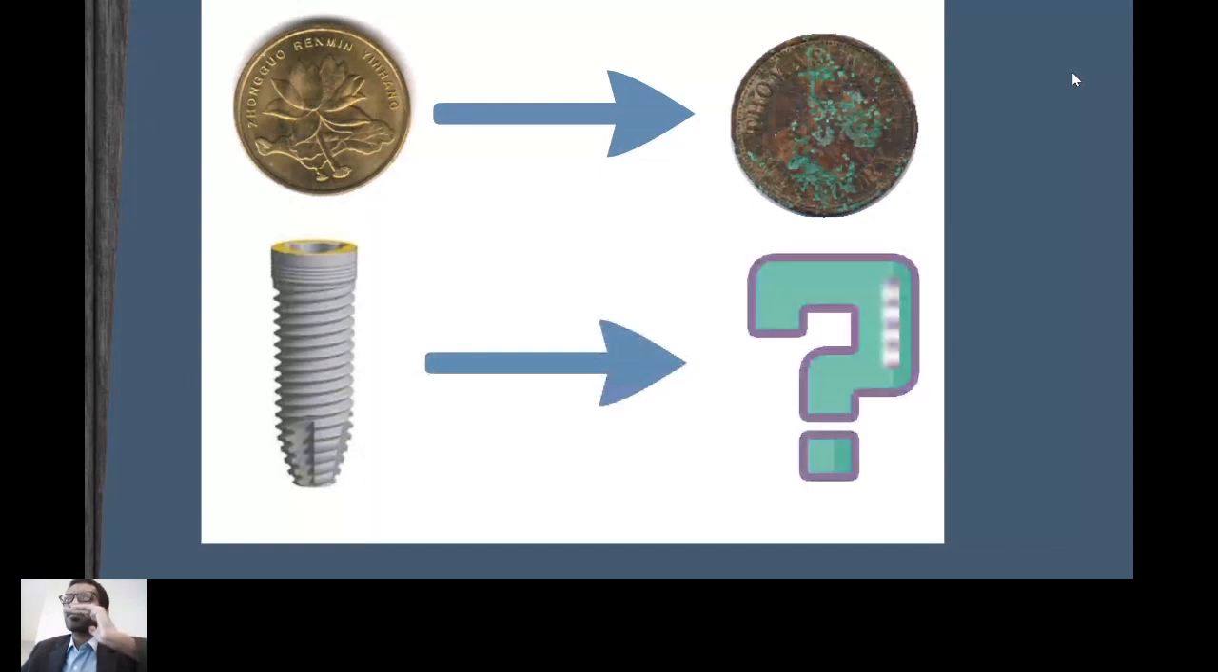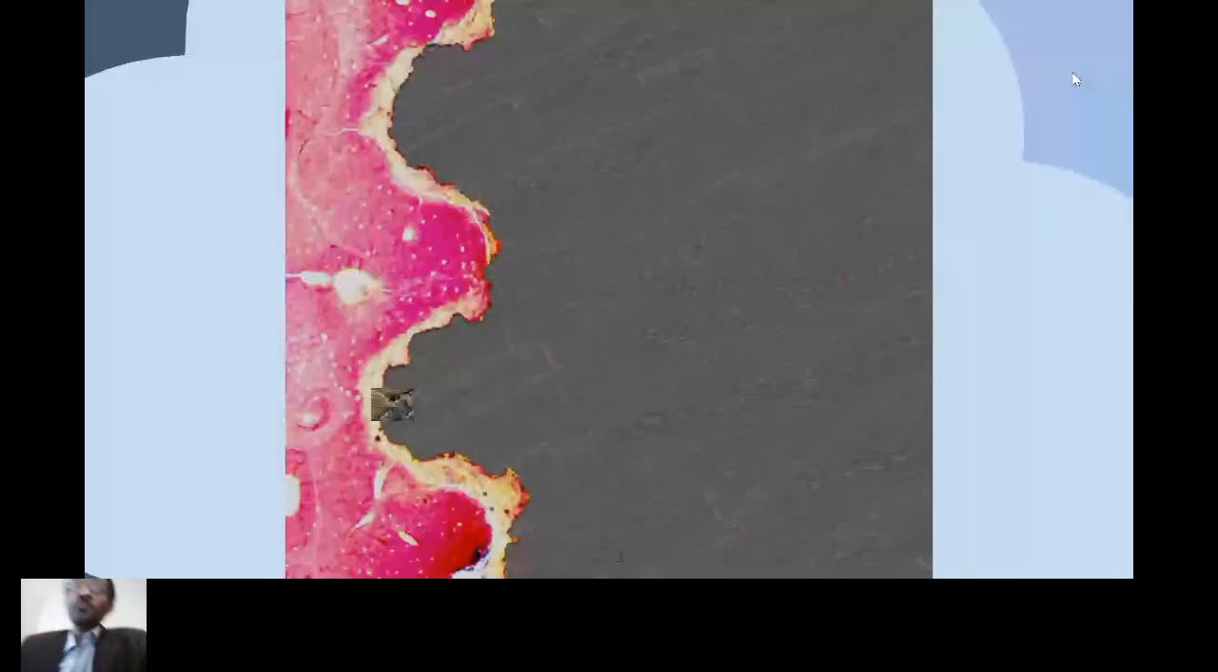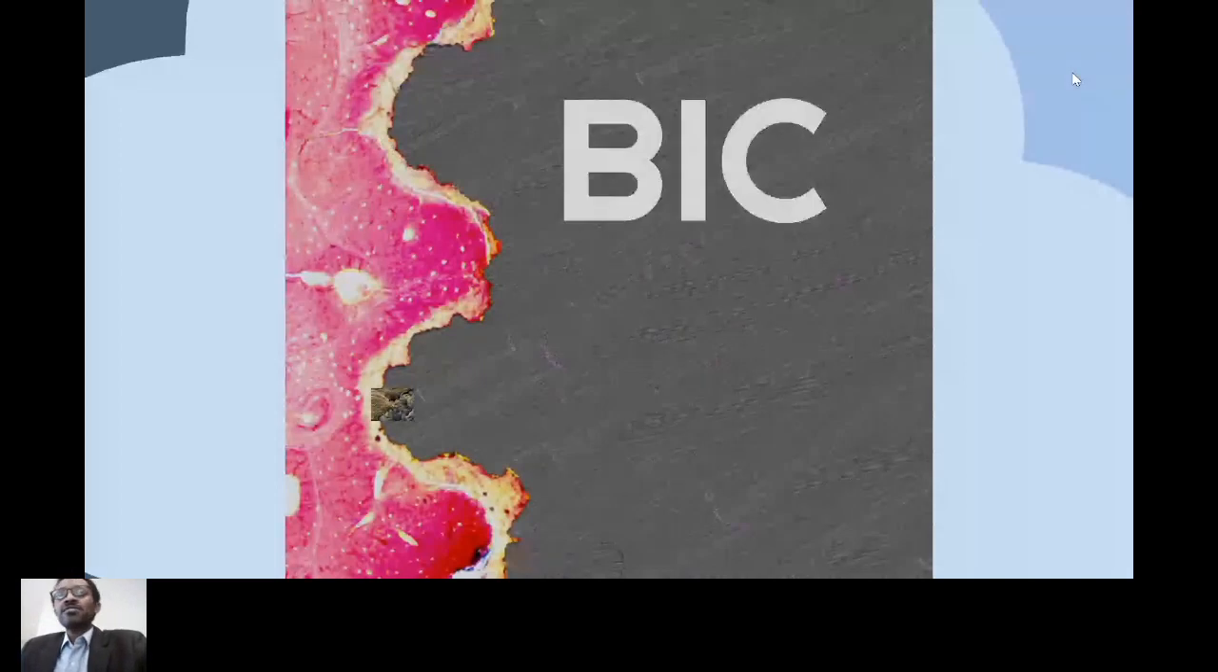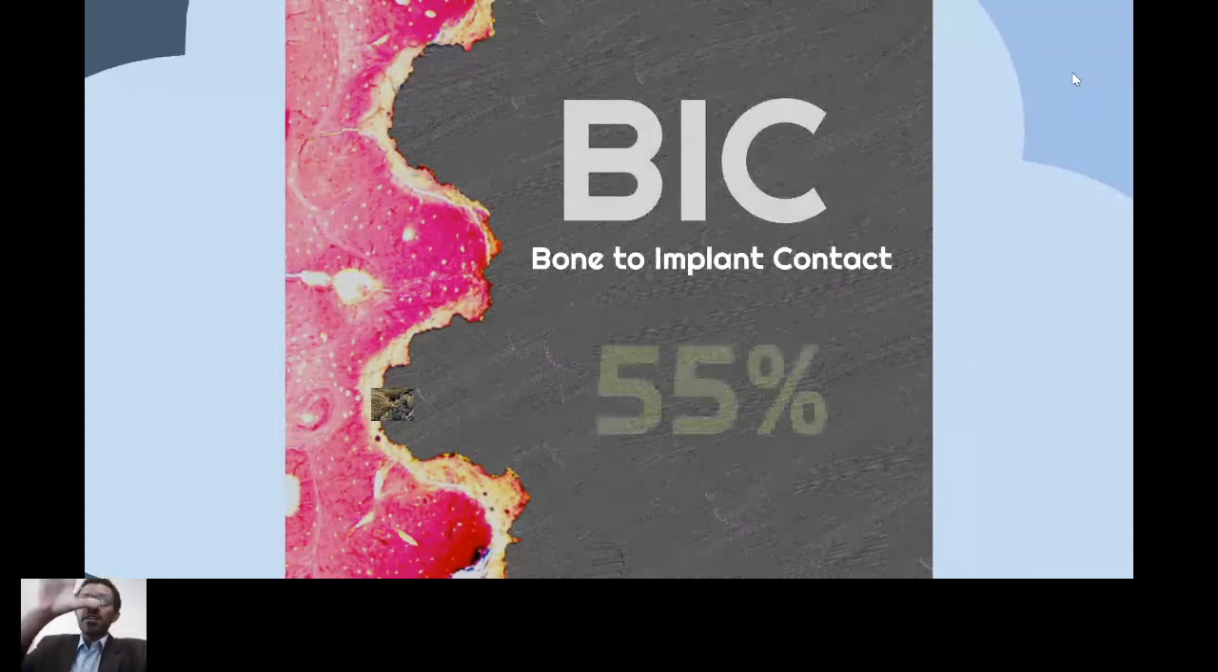What about implant surfaces? This is the question which was on the mind of Takahiro Ogawa, the Japanese scientist and professor. He was thinking: do implants age or not? And actually, he wrote a few articles about this. The main idea came from the notion of BIC, the bone to implant contact. Once bone attaches to the implant surface, they measure the BIC by percentage, how much bone is actually attached to the surface.